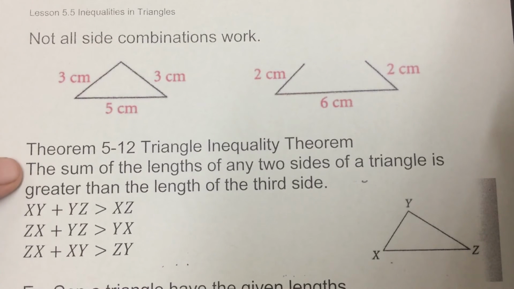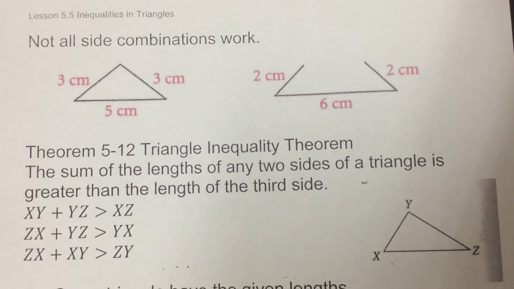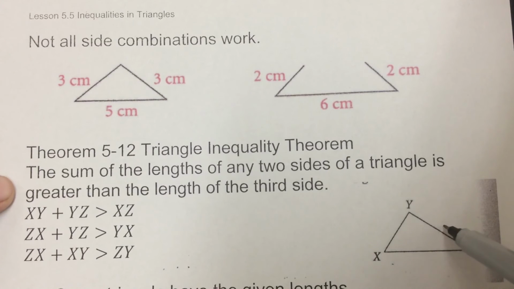So with that, we have theorem 5.12, which is the triangle inequality theorem. In order for this triangle to work, the sum of the lengths of any two sides of a triangle has to be greater than the length of the third side. So if I add these two together, it has to be bigger than the third. Any two sides added together have to be bigger than the third side for it to be a triangle.